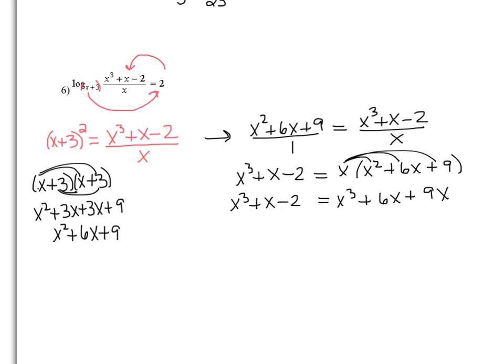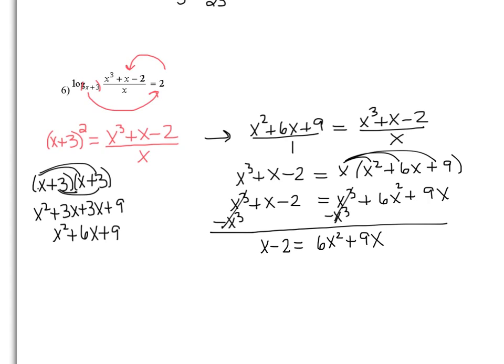Now you should be moving things from this side to this side or vice versa. Let's start with the highest exponent. So let's start with those x to the thirds. Let's subtract x to the third. What happens is they both cancel, which is nice. I didn't want to deal with the x to the thirds anyways. So let's bring everything else down. X minus 2 equals 6x squared plus 9x.